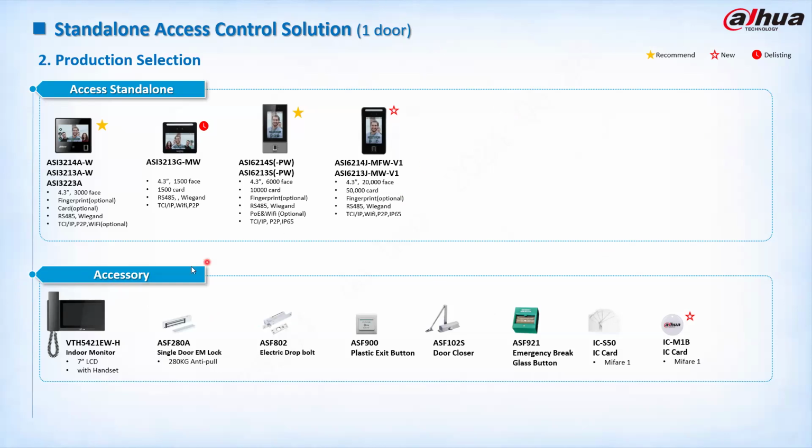let's proceed. So in this case, these are some of the product selections for the standalone access control solution, that is, for supporting just a single door. We have some products that have been delisted, some products that have been introduced or released to the market, and some other products which are recommended for certain situations in terms of the solution. We have this access control. This is a face terminal that supports wireless network.